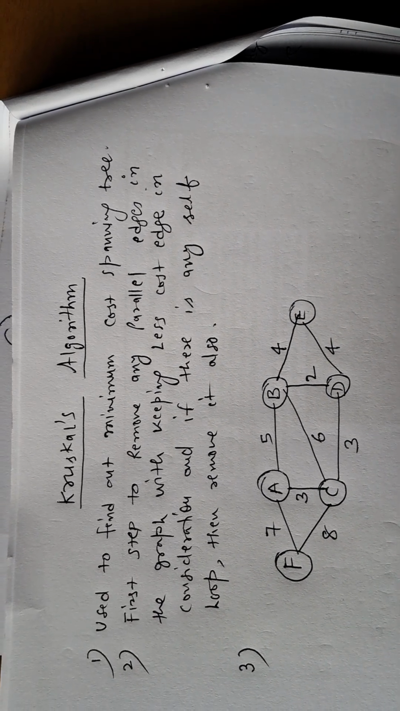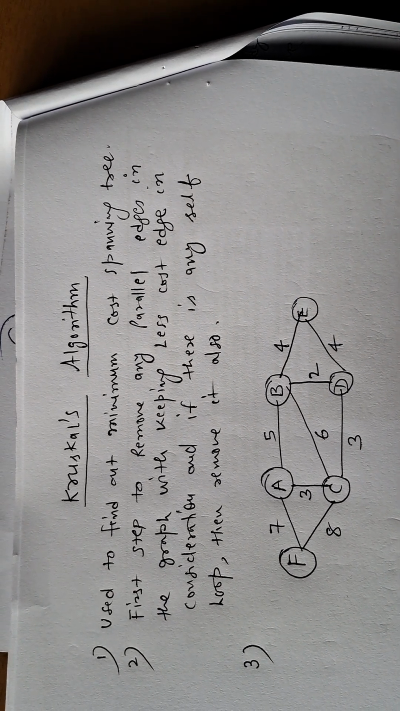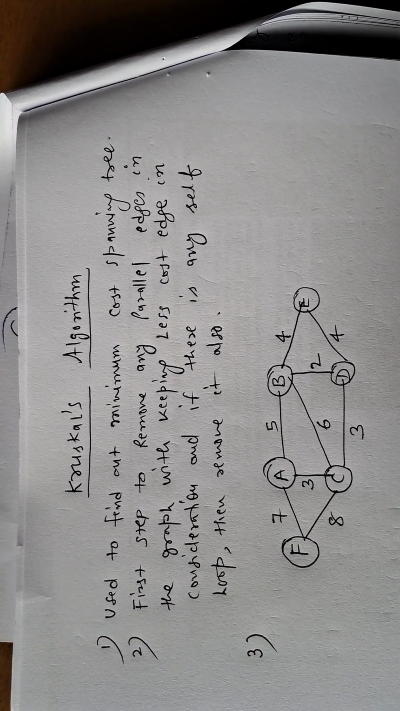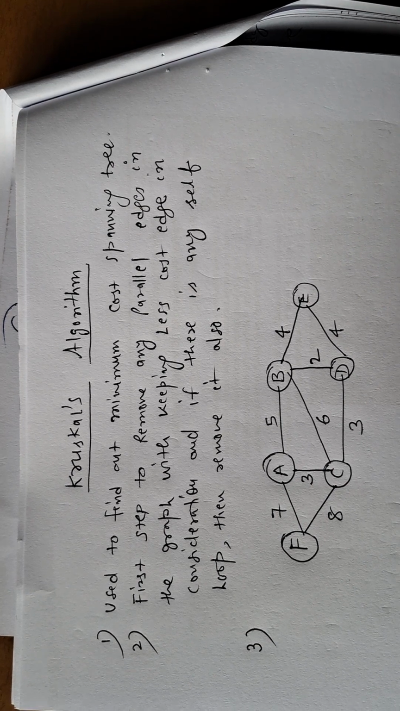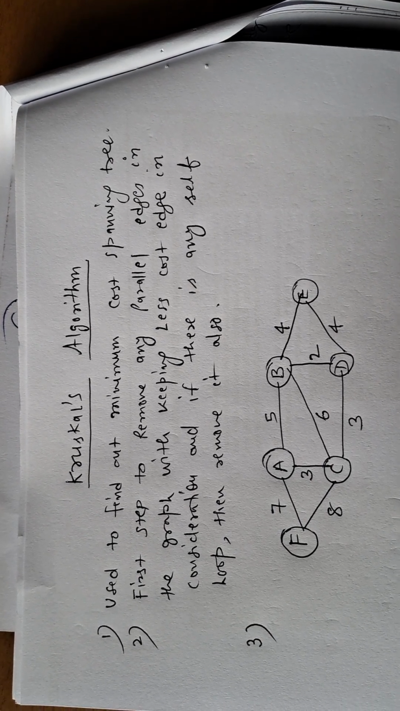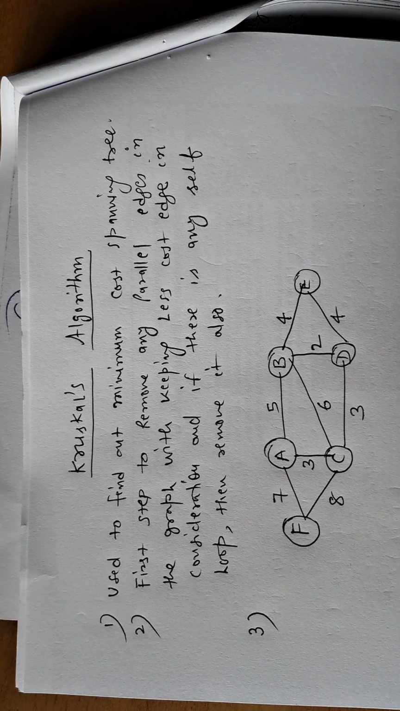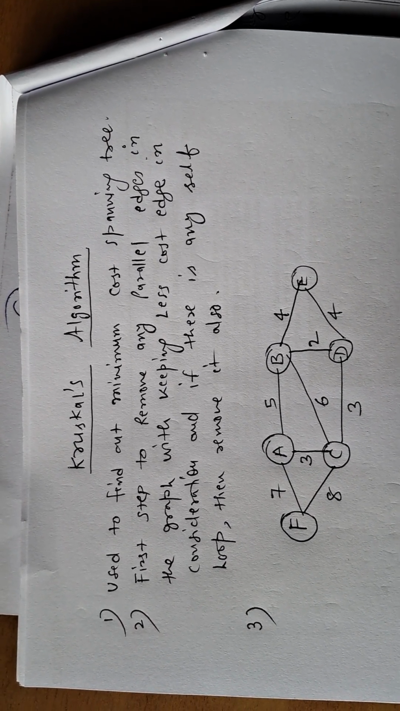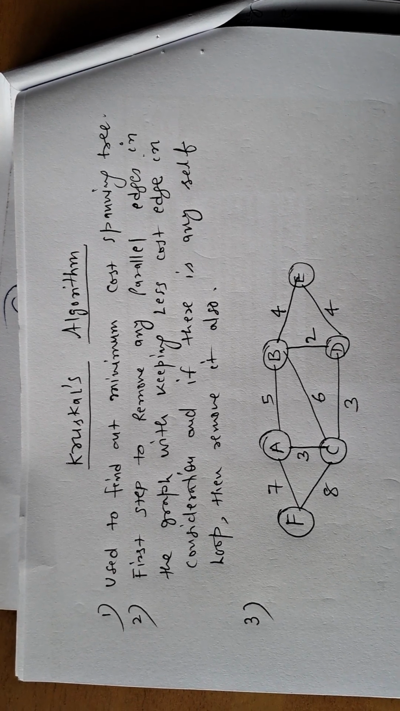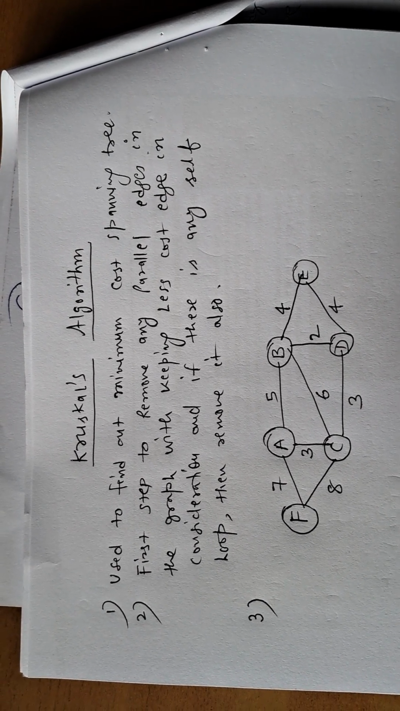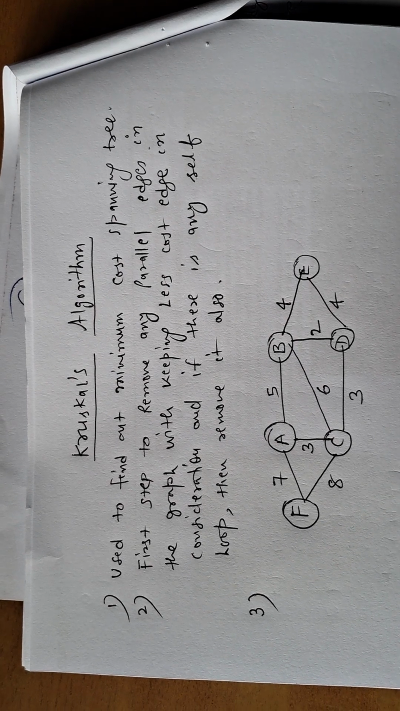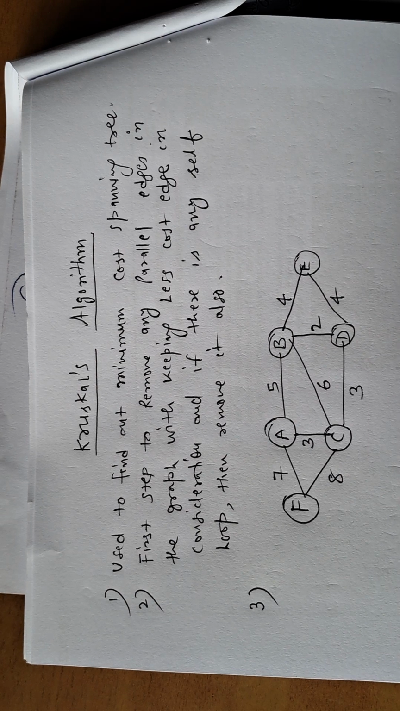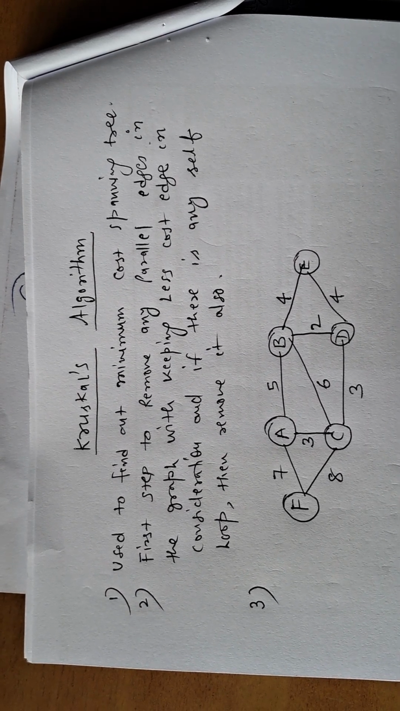So now we will see about Kruskal's algorithm, which is basically used to find the minimum cost spanning tree of a given graph G. It is completely based on the concept of choosing edges having less cost. First of all, we will see its properties, and the first step before going ahead with the algorithm: you should remove any parallel edges given in the graph.